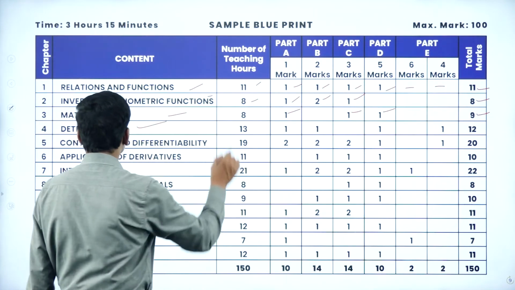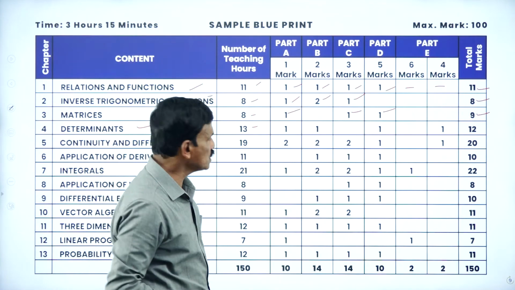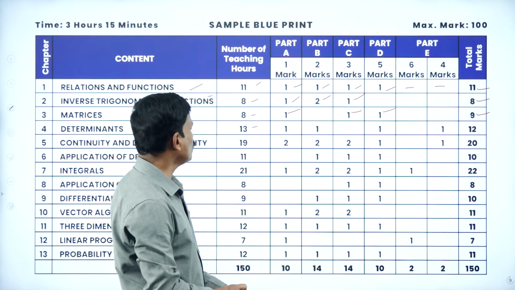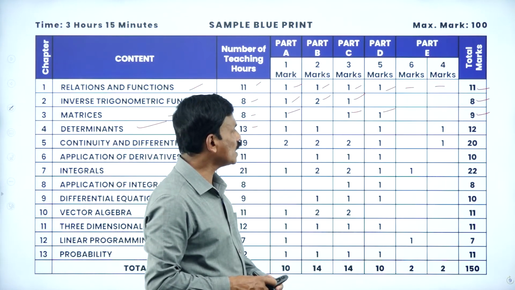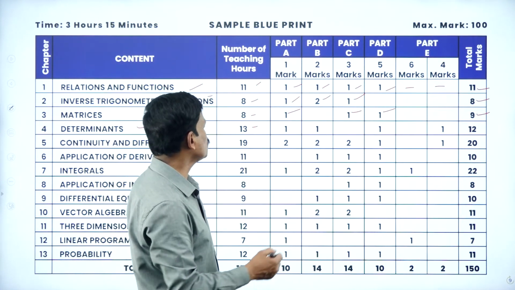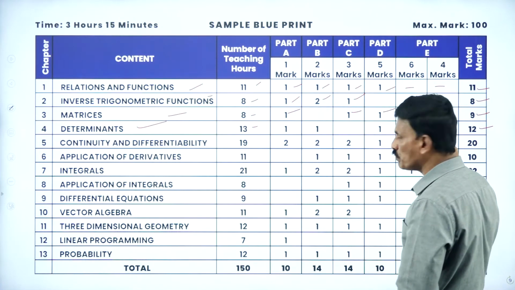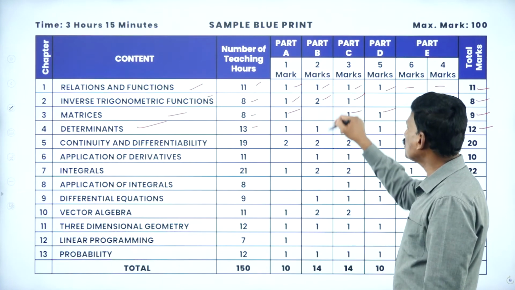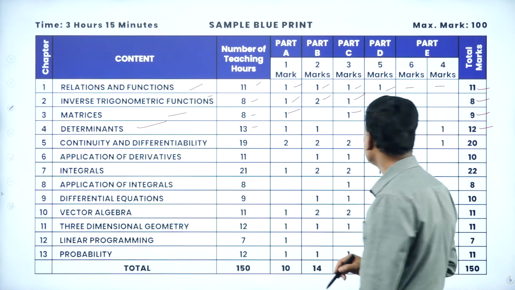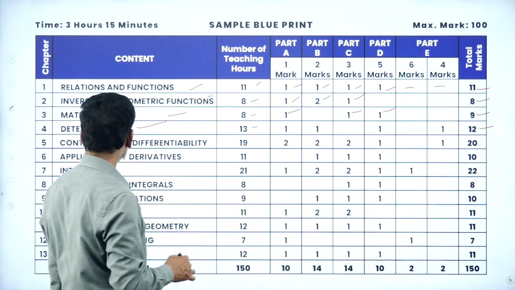Similarly, for the next chapter, determinants, the number of teaching hours is 13 hours. You will have one 1 mark question, one 2 marks question, no 3 marks question, one 5 marks question and one 4 marks question. So totally you will get 12 marks from determinants. So one 4 mark question will be there from determinants and one 5 marks question, one 2 marks question and one 1 mark question. So you will get 12 marks for the chapter determinants.